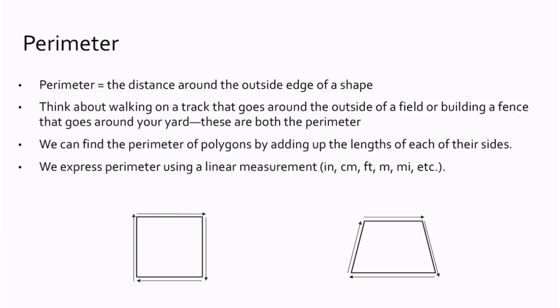So the perimeter is the distance around the outside of a shape. So if you think about walking around a track, how far you would walk as you go around the outside of that shape. Or if you're building a fence around your yard, how long will that fence be to wrap around something? Or if you want to put a ribbon border around something, that's your perimeter. It goes around the outside. And we find the perimeter by adding up the lengths of each side.